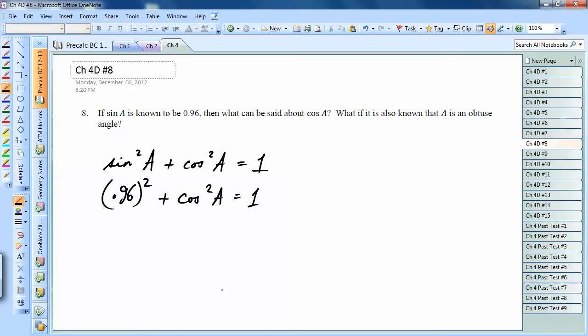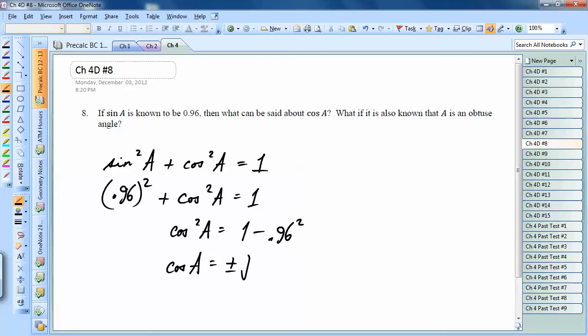And cosine squared A, add that to sine squared A, you still get 1. So if I solve for cosine squared, it's 1 minus 0.96 squared. And then I take the square root, I get plus or minus the square root of 1 minus 0.96 squared. That ends up being plus or minus 0.28. So I know cosine A has to be plus or minus 0.28.